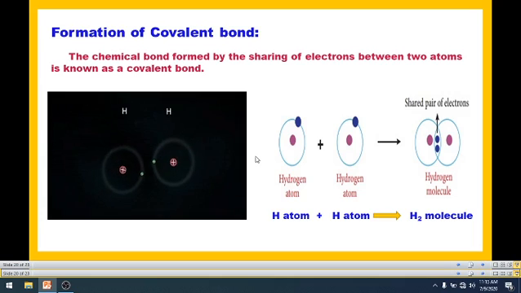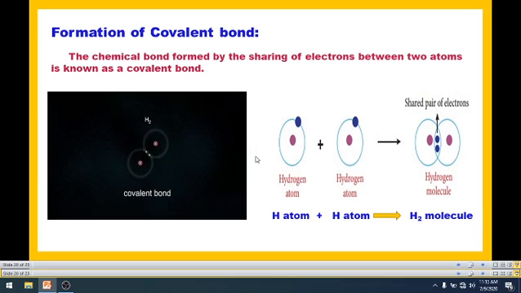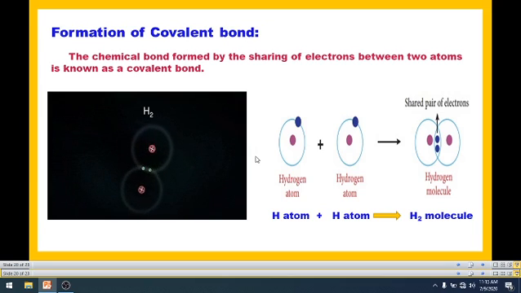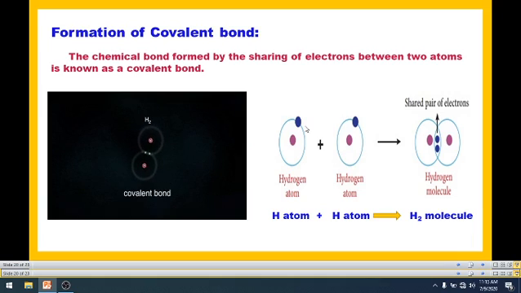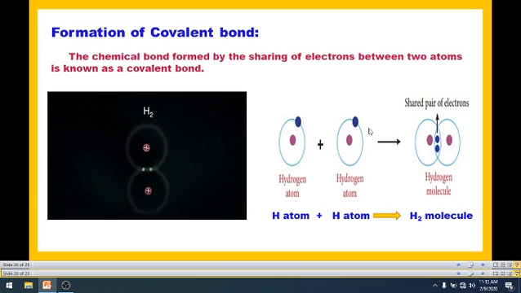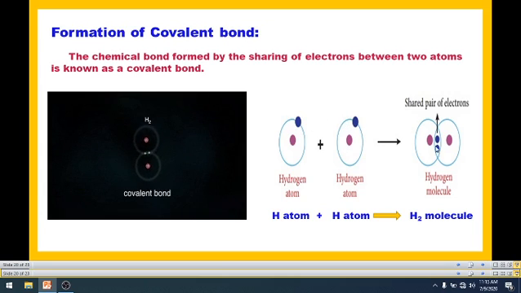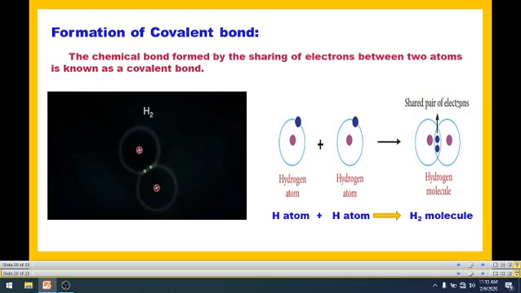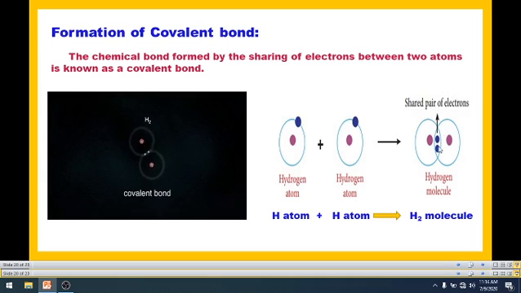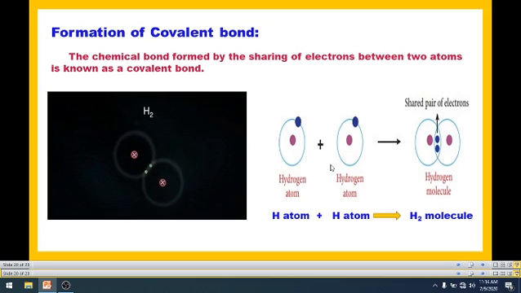Look at the hydrogen molecule. Two hydrogen atoms combined together form a hydrogen molecule. A hydrogen atom has one electron and another hydrogen atom has one electron. These two hydrogen atoms share their electrons and form a covalent bond. So sharing of electrons forms a covalent bond. Let us look at the next example.